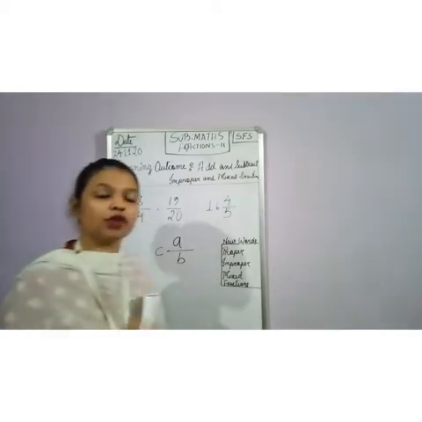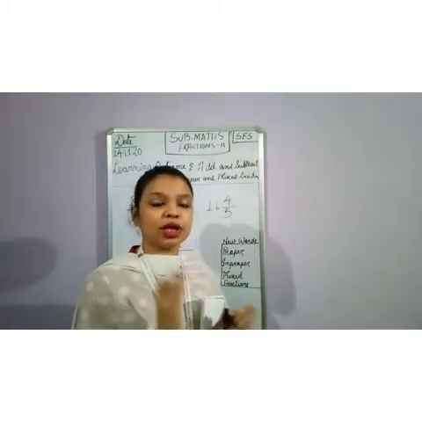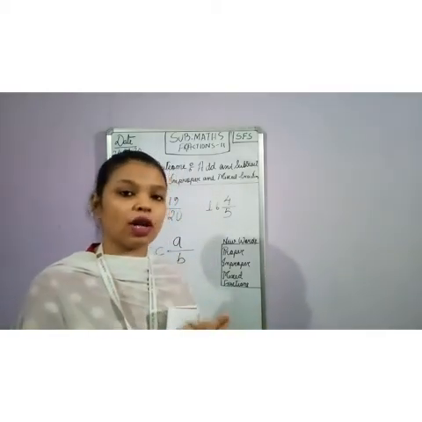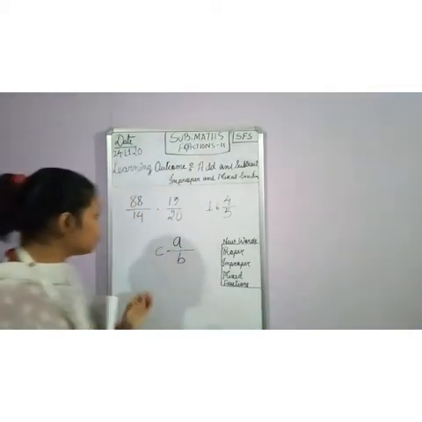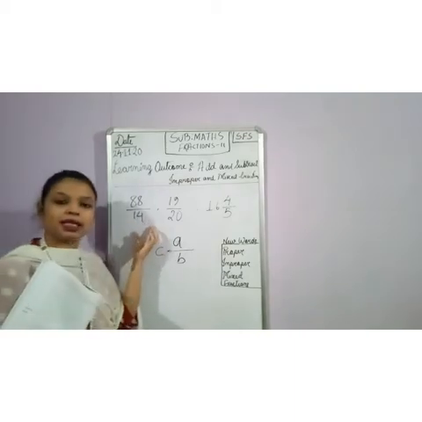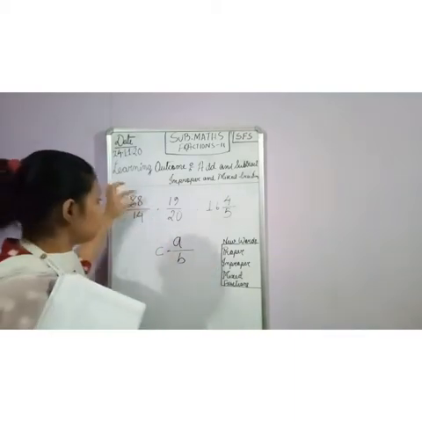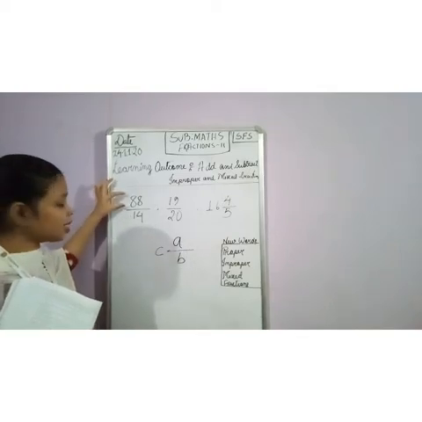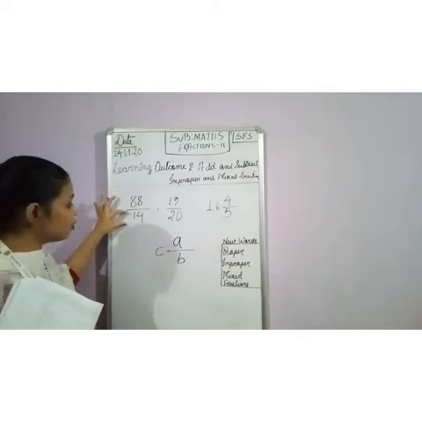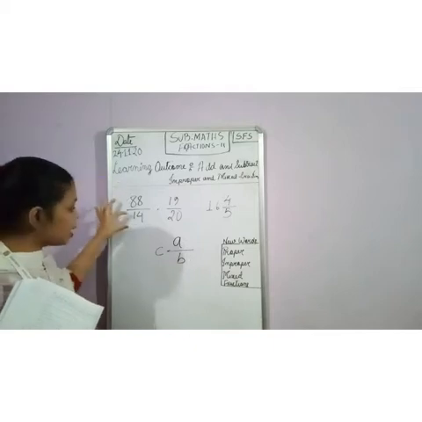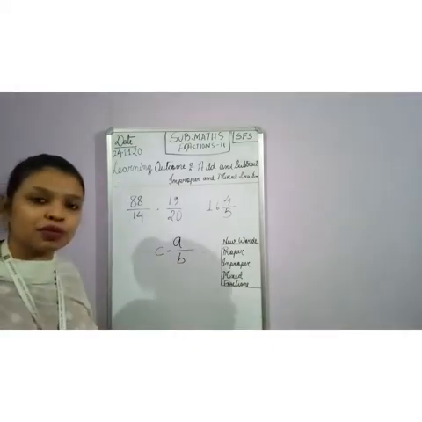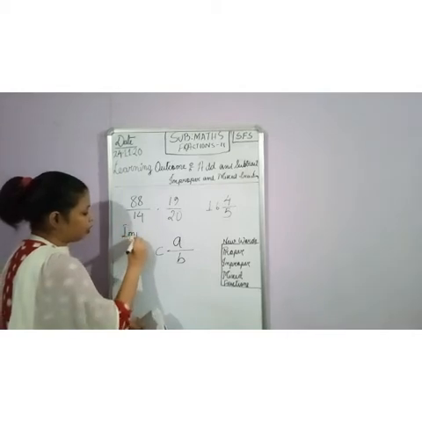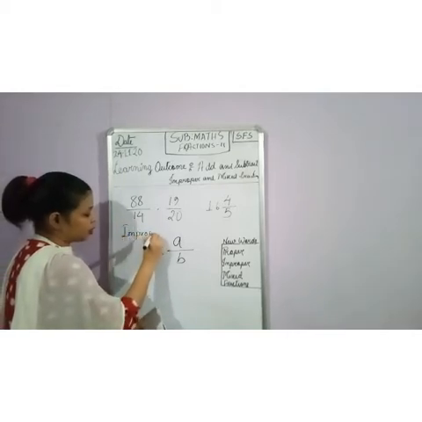So you have to know which categories there are and which fractions fall in these categories. The first one I have taken is 88 by 14. The numerator is 88, the denominator is 14. Now this 88 is bigger than 14, that means the numerator is bigger. Then which fraction will it be? It will be an improper fraction.